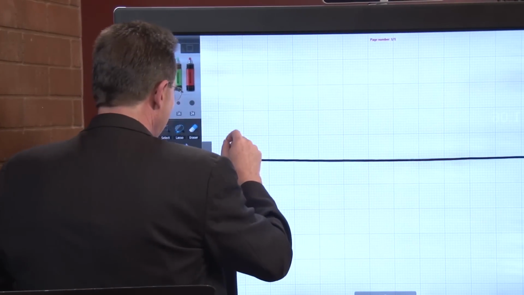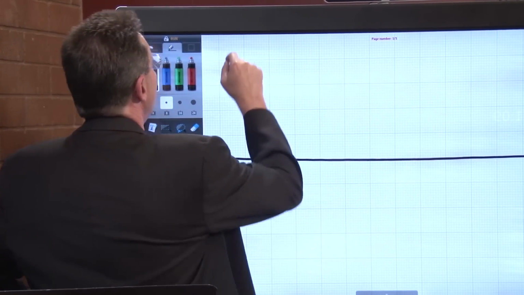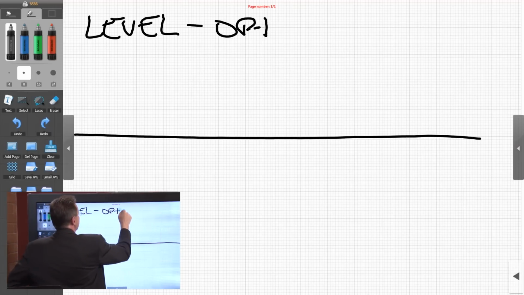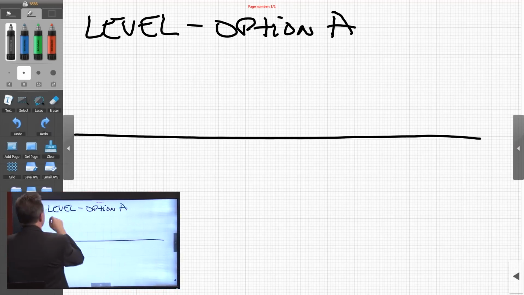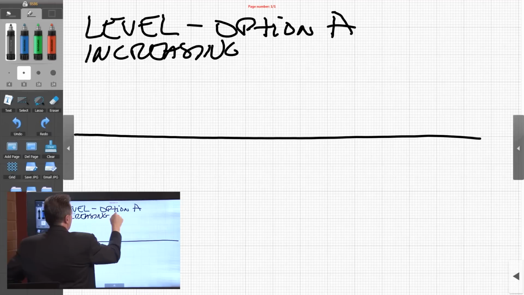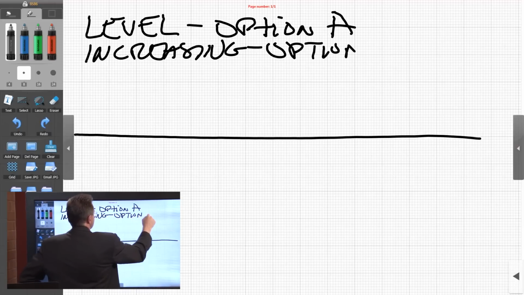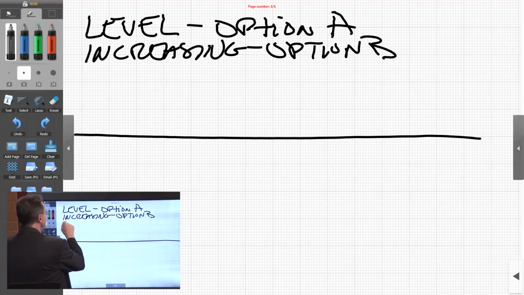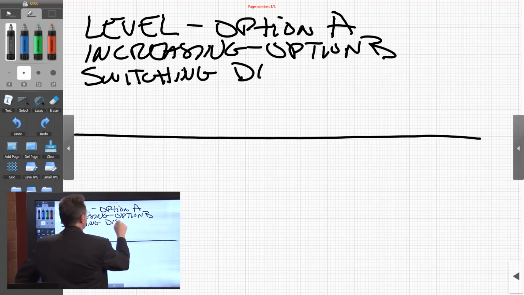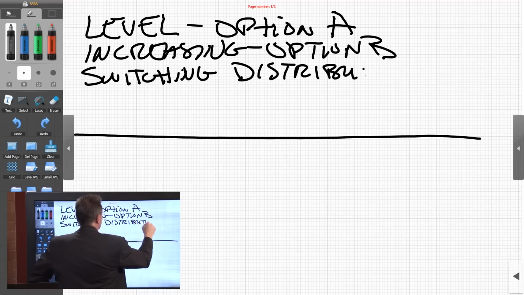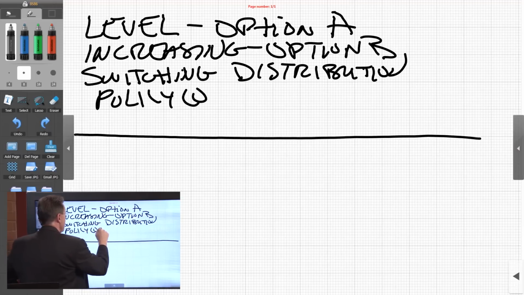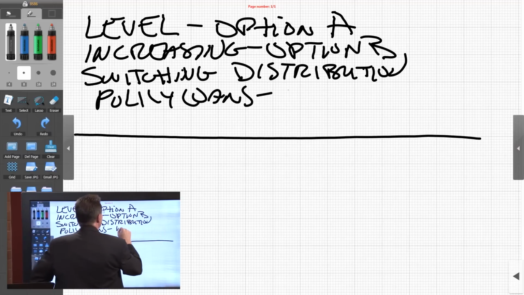Now, when I'm looking at death benefit, I've showed you death benefit. Remember, level. A lot of people call that, in the language of all the carriers, option A. Increasing, option B. Switching at distribution. Picking the right policy loans, and knowing when to take withdrawals of basis.